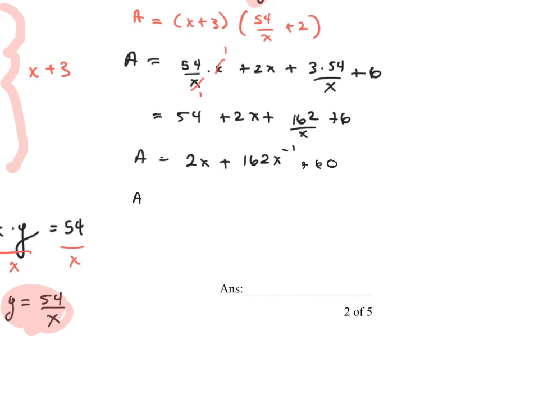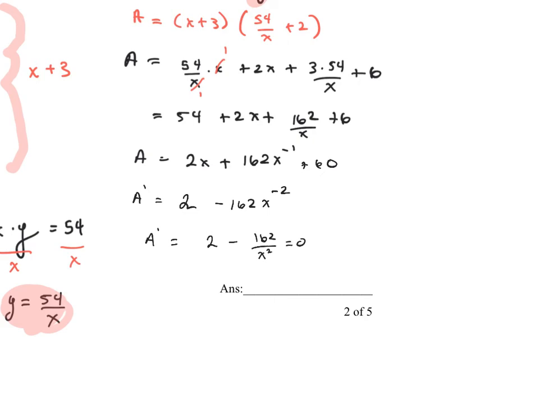Let's go ahead and minimize or maximize that by finding the derivative. The derivative of 2x is 2. The derivative of 162x to the negative 1 would be minus 162x to the negative 2. And the derivative of 60 is 0. I'm going to clean this up a little bit. This would be A prime equals 2 minus 162 over x squared.